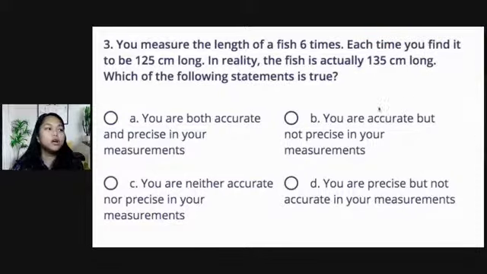Okay, going back to the question that we have here, a lot of you have answered letter D, and here, letter D is the correct choice. Okay, so letter D po ang ating correct choice dito. You measure the length of a fish 6 times. So, 6 na beses mong mineasure yung haba ng isda, no? Each time you find it to be 125 centimeters long. In reality, the fish is actually 135 centimeters long. And so the answer here is you are precise but not accurate in your measurements.